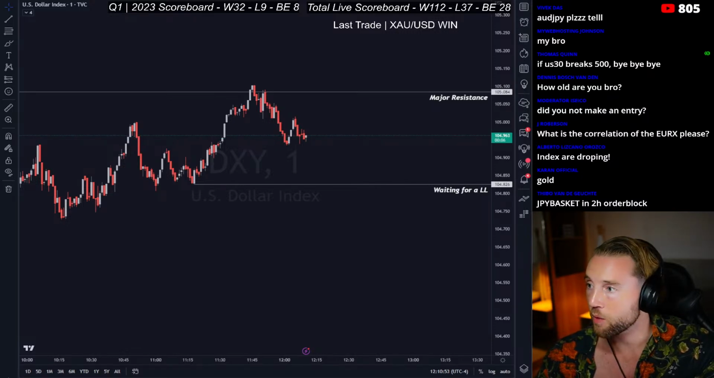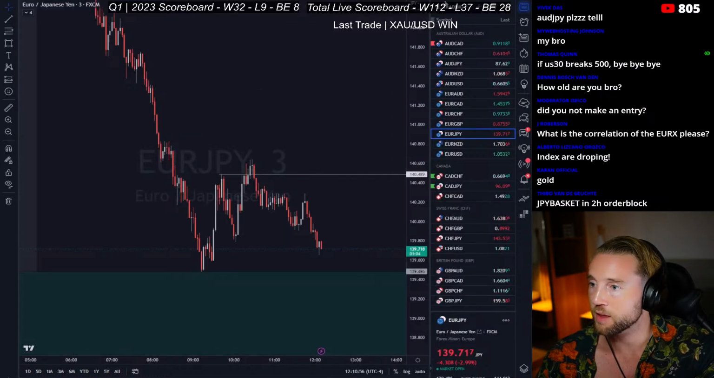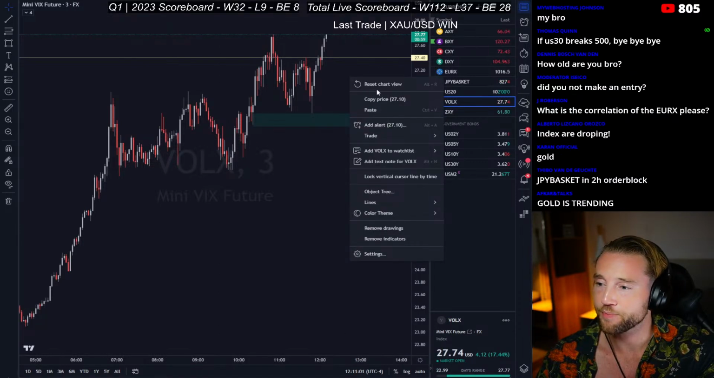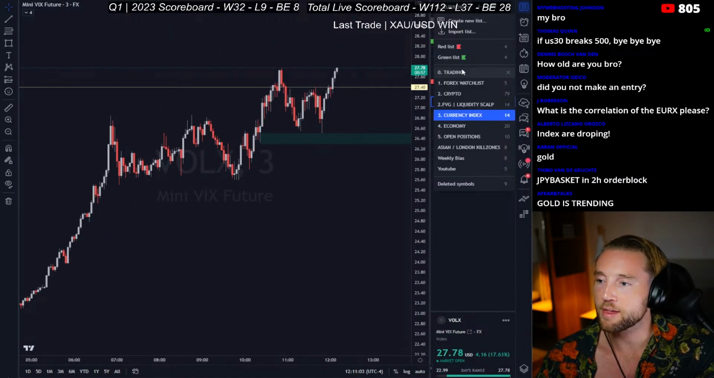Indices are dropping, yes. All right, that means the VIX is going up. That means that this is actually good for gold then. Okay, yeah, VIX is coming up. That means that indices are coming down.